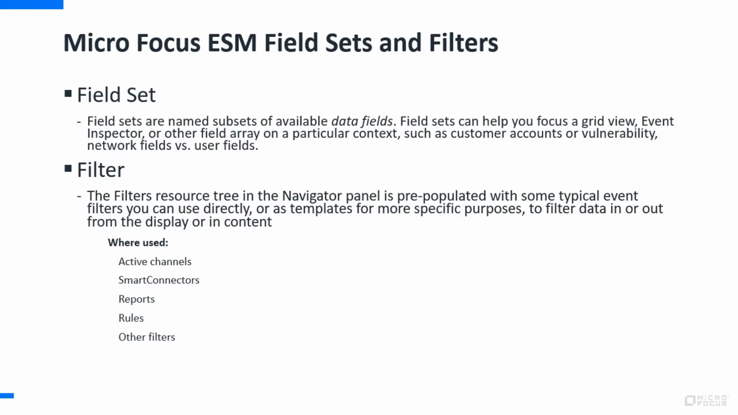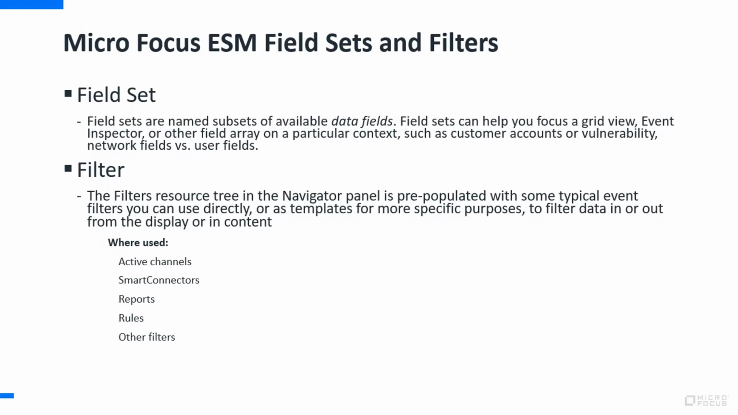So for example, you might use a filter in an active channel to limit which fields come back, which rows. It could be in smart connectors in terms of filtering which data you want to let through, and reports and rules. You can even have nested filters, so sets of filters one on top of the other: filter out all IDS events and filter out things that are high, for example. So a combination of those sorts of things.